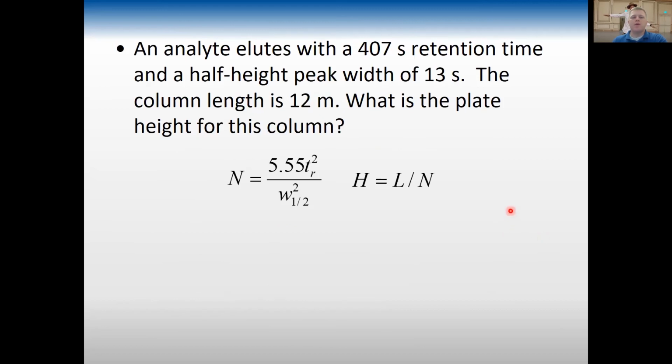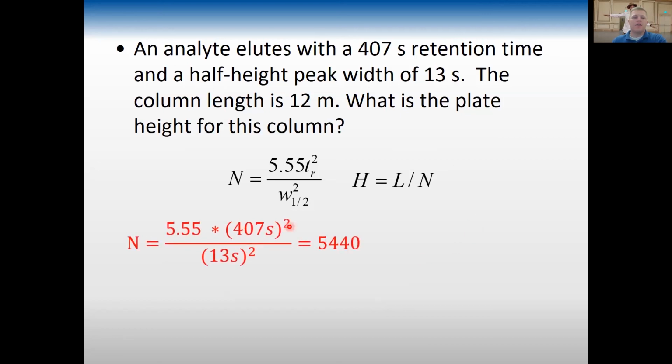Here's a practice problem for you. An analyte elutes with a 407-second retention time and a half-height peak width of 13 seconds. The column length is 12 meters. What is the plate height for this column? So these are the equations you'll need for this calculation. So go ahead and try and work that out, and I'll go over it in a second. So pause the video.